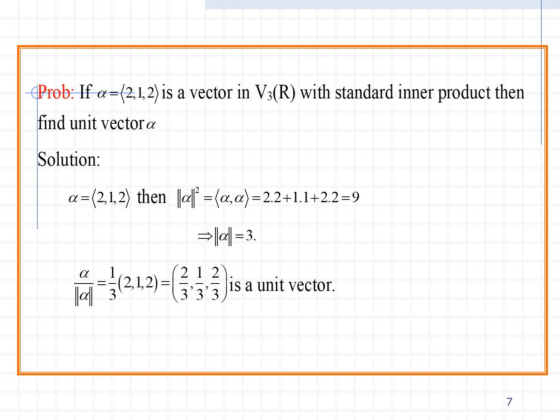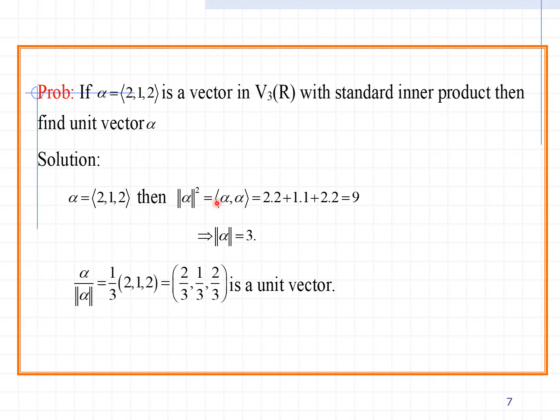Let us see this one small problem. If alpha equals the vector (2, 1, 2) in V3 of R with the standard inner product, then find the unit vector of alpha. With the standard inner product, alpha is already given. What is that? (2, 1, 2) is given.